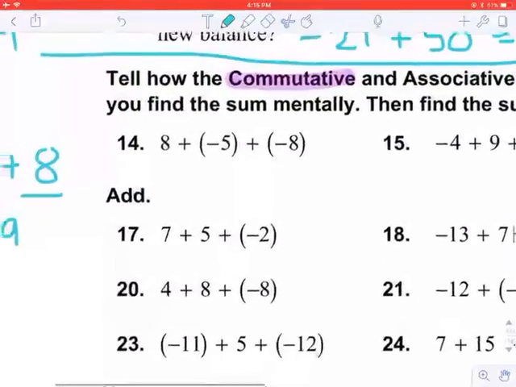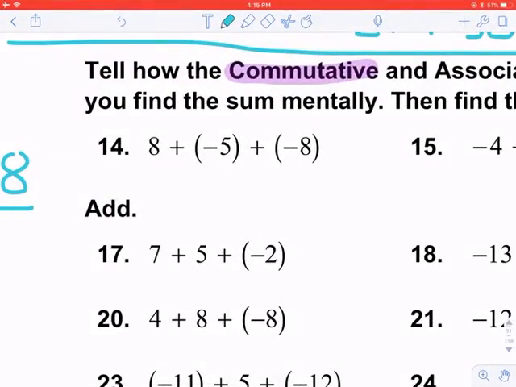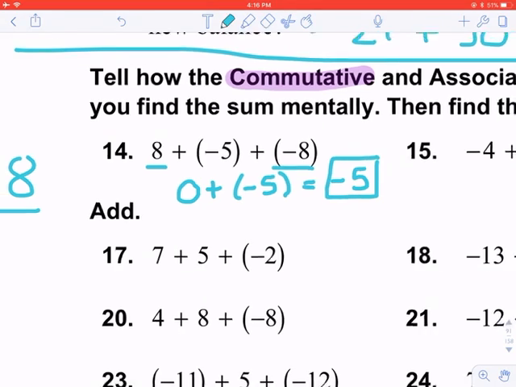So in number 14, for example, it might be easiest to add 8 plus negative 8 first. They're opposites. Opposites have a sum of 0. So then you're left just doing 0 plus negative 5. We know that 0 plus anything is just itself. Like 1 plus 0 is 1. A million plus 0 is a million. The 0 doesn't do anything. So we can also just think of the problem like that and get an answer of negative 5.